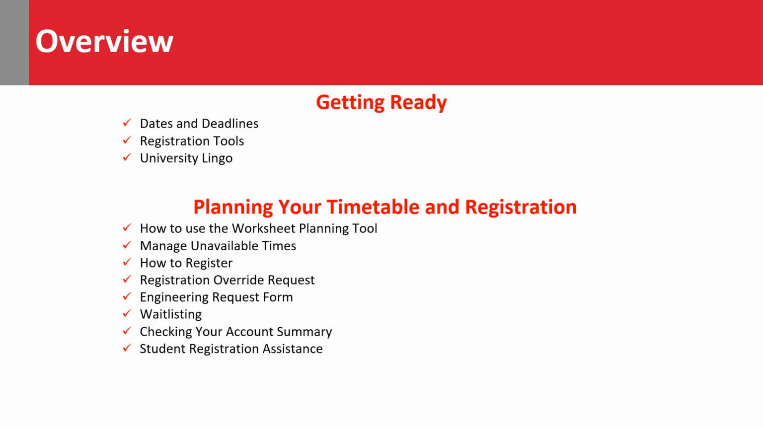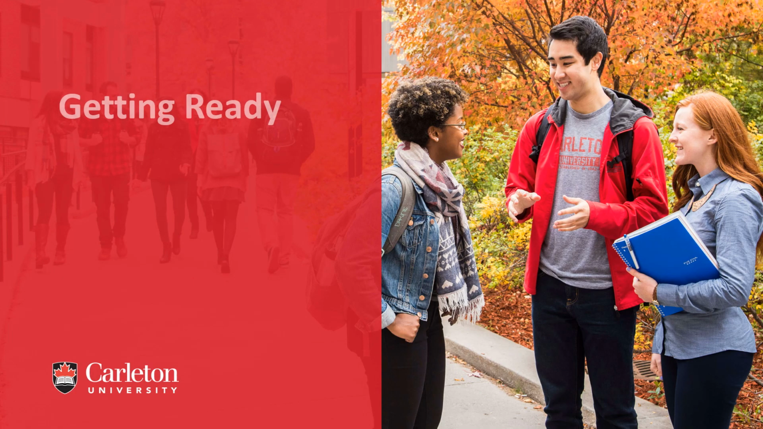Today we're going to start by reviewing important dates and deadlines, registration tools, and University Lingo. We'll then move on and look at how to use the Worksheet planning tool and some features within this tool, such as managing your unavailable times. Most importantly, we'll explain to you how to register for courses and what to do when you're not able to register in a specific course. Lastly, we'll review how to check your account summary, and we'll provide you with contact details for our student registration assistance team. Let's get started.